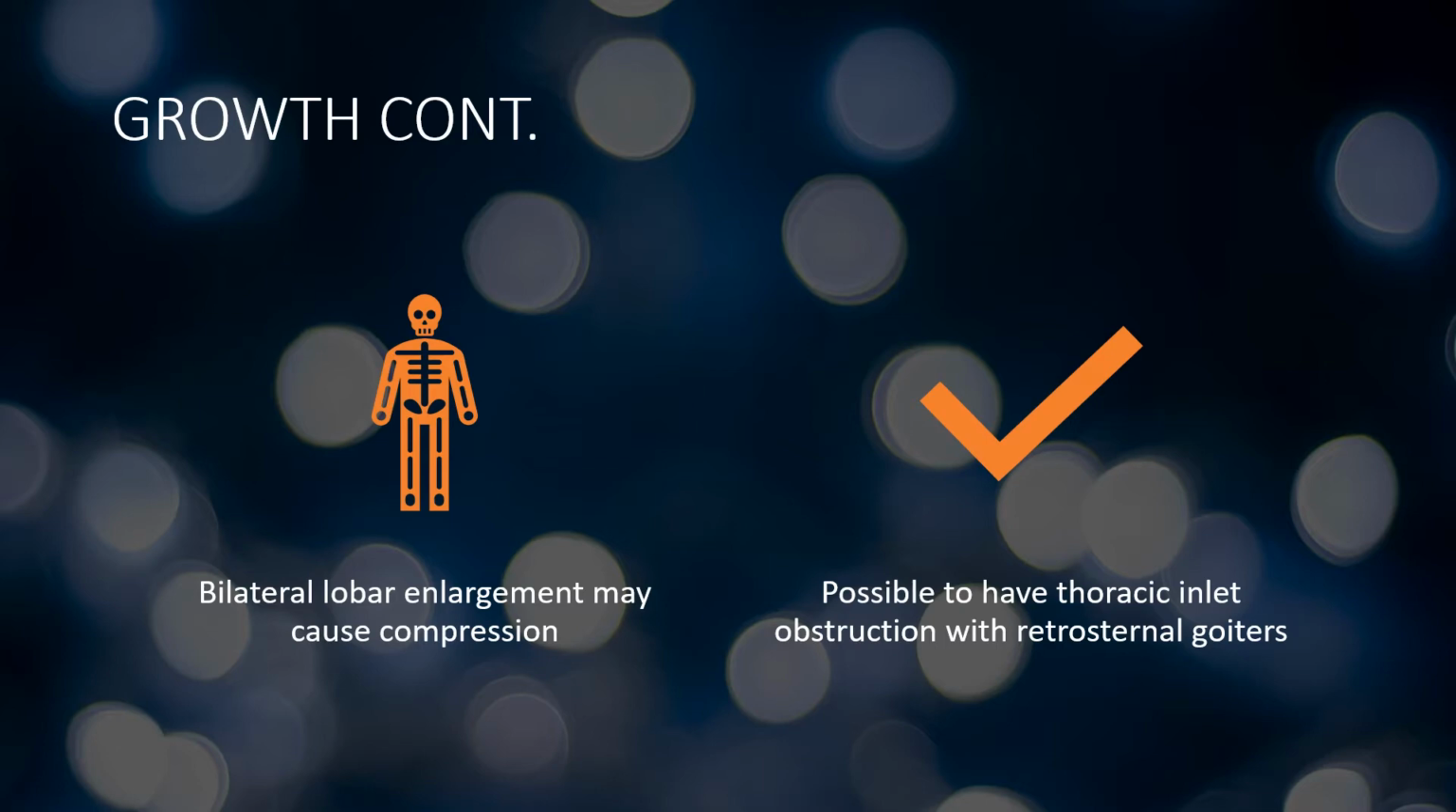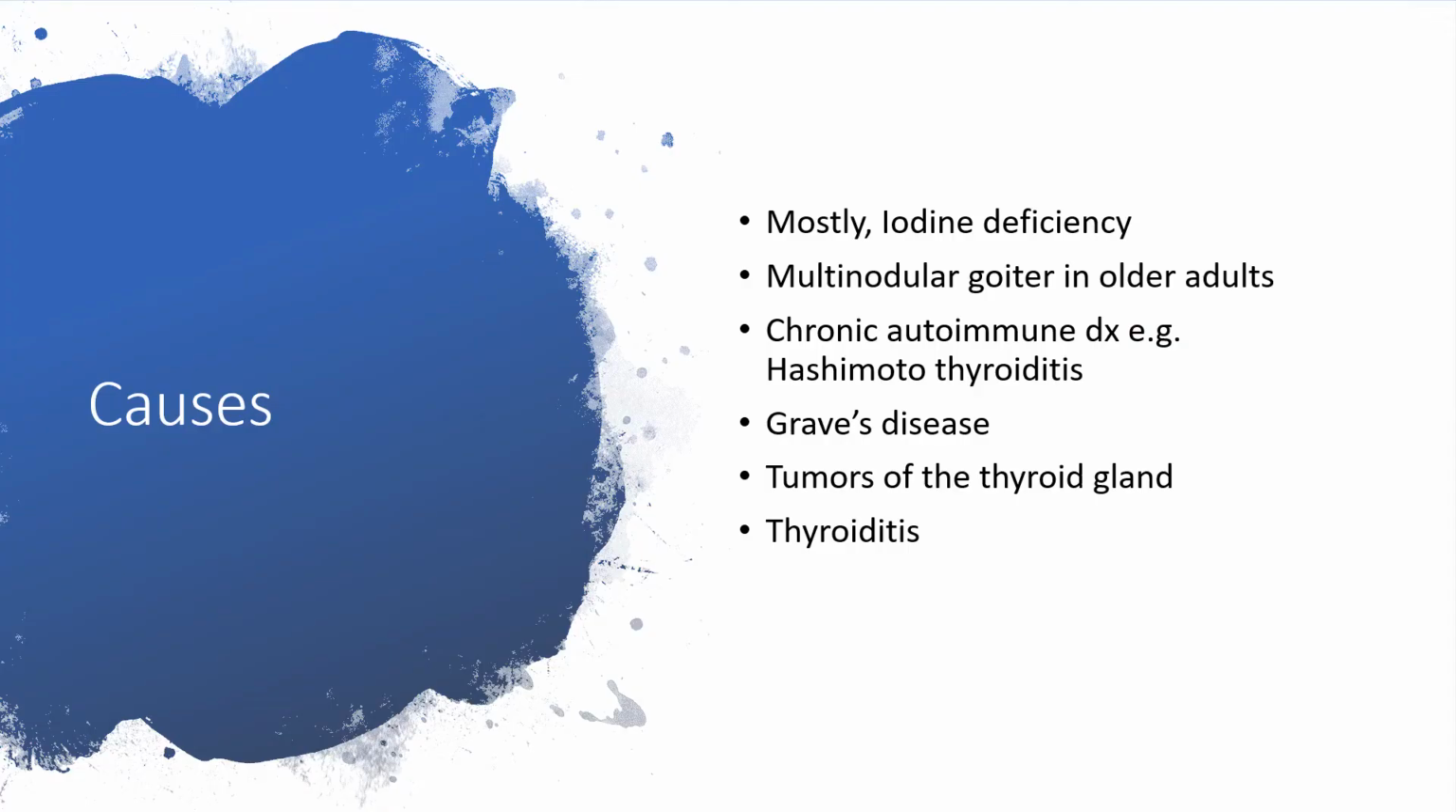It is possible to have thoracic inlet obstruction with the type of goiter that is retrosternal. Retrosternal goiters will have thoracic inlet obstruction, and that will lead to a lot of physical presentations. What could cause this? Mostly iodine deficiency.